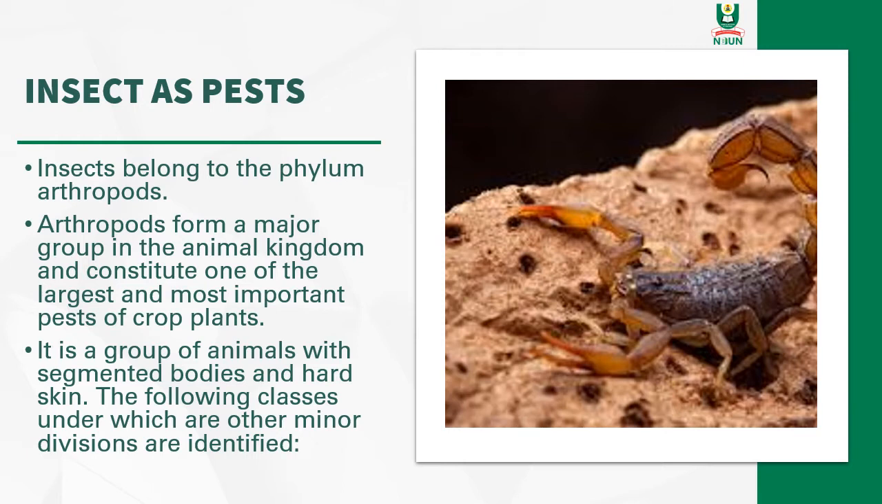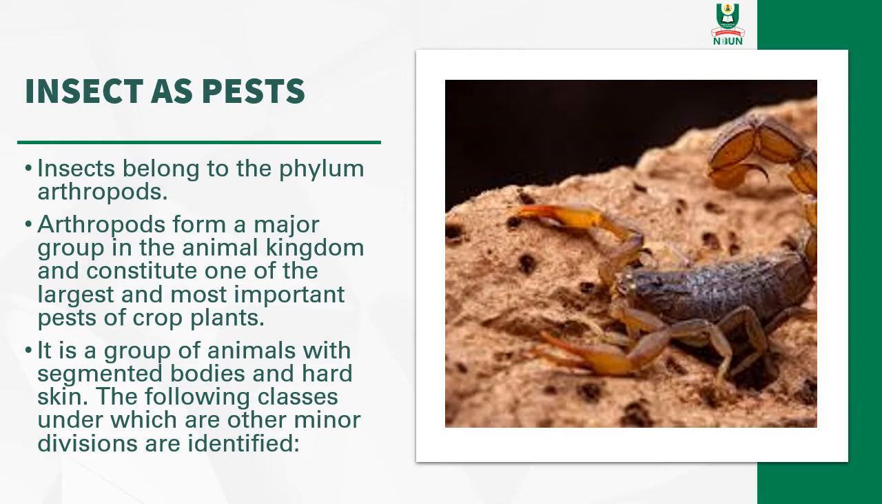It's a group of animals. So insects are animals, they are not plants. They have segmented bodies, like in the scorpion in this picture here. From the tail, you can see this is one segment. That's where the poison is. This is another segment, this is another segment. So their bodies are in segments. Another one, another one. You see, their bodies are in segments.